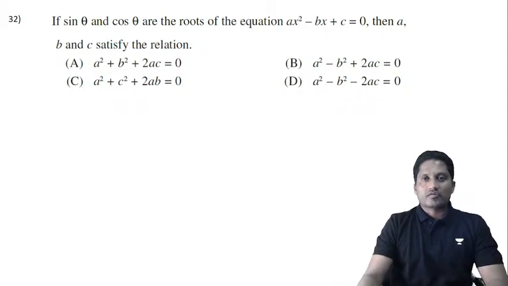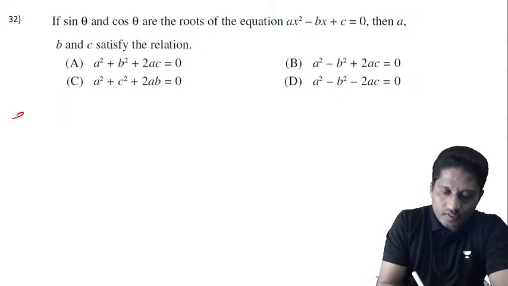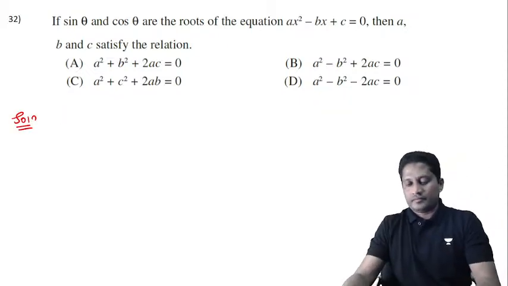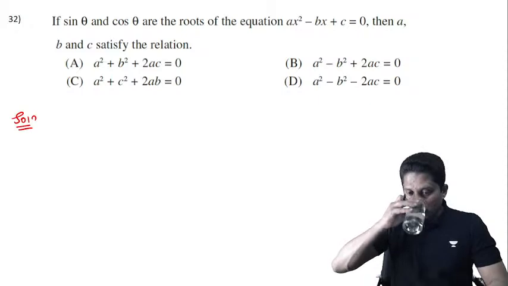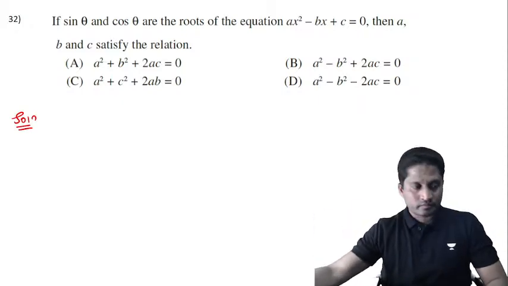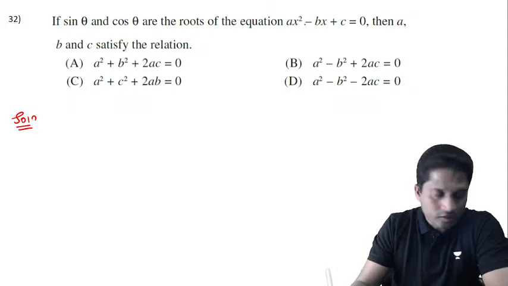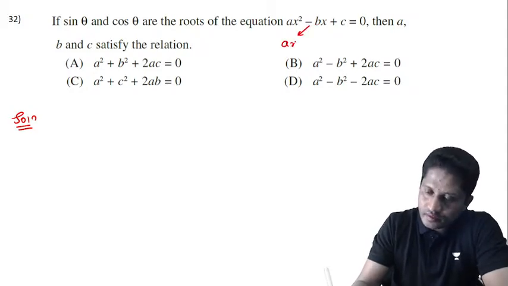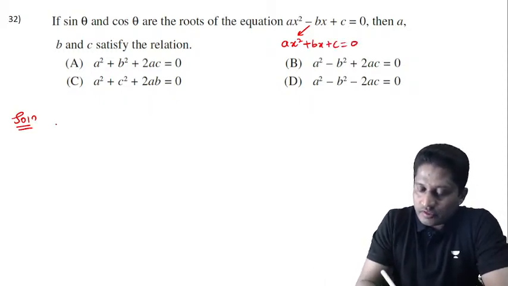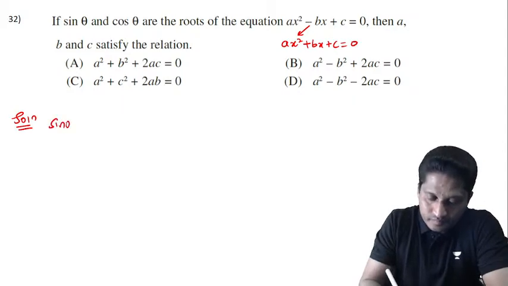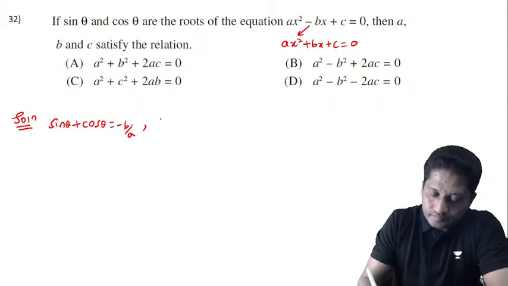Sin theta and cos theta are the roots of this equation. Then a, b, c satisfies the relation. See, this is of the form ax square plus bx plus c is equal to 0. Sum of the roots is minus b by a, right? Sum of the roots is equal to minus b by a, and product of the roots is equal to c by a.